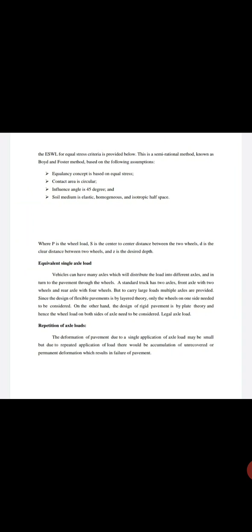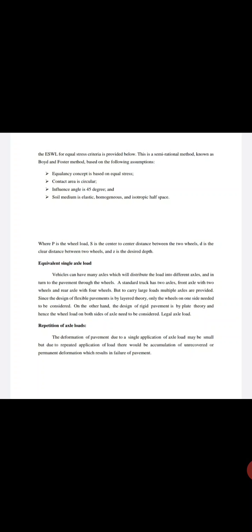Equivalent single axle load: a vehicle can have many axles which distribute the load to the pavement through the wheels. A standard truck has two axles, the front axle with two wheels and the rear axle with four wheels. But to carry large loads, multiple axles are provided. Since flexible pavement is designed by layered theory, only the wheel on one side needs to be considered. On the other hand, rigid pavement is designed by plate theory, and hence both sides' axle wheel loads need to be considered.